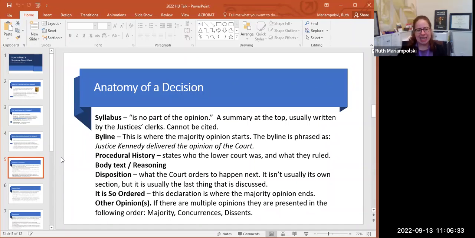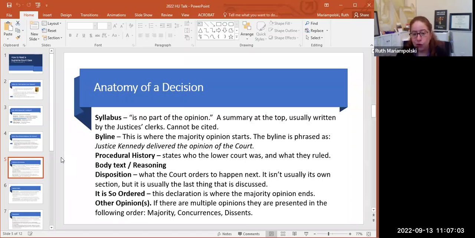Okay, so now we're going to think about what are the parts of a decision. These are the parts that you'll generally see consistently, and there's some things that have variations, but these elements are generally going to be consistent. So the first thing you'll see at the top of a decision is a summary, which is called a syllabus. The syllabus is always labeled as stating, this is no part of the opinion. A summary cannot be cited for legal precedent.